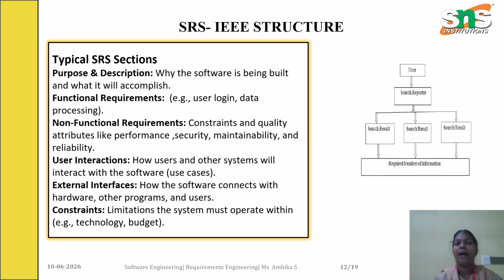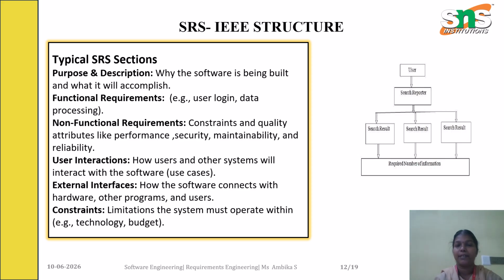Next is SRS IEEE structure, how the documentation should be. First we should know some sections like purpose and description: why we are going to build this software and what it is going to do. Next is functional requirements. For example, it indicates the user login, data processing. Next is non-functional requirements. So it mainly focuses on the performance, security, reliability as well as maintainability.